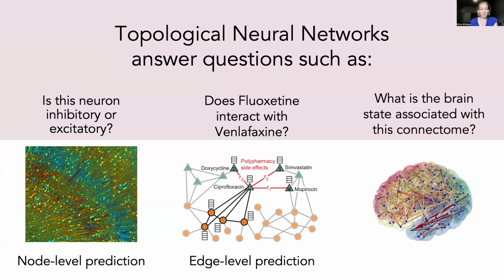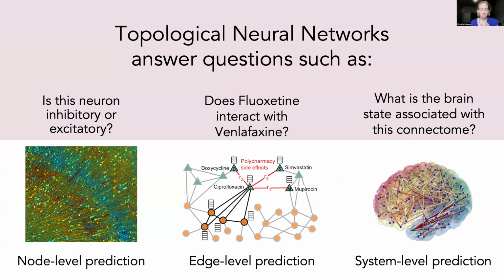And lastly, we could ask questions such as, what is the brain state associated with this connectome? Is it a resting state? Is it a sleeping state? That would be making a system level prediction, because it's the prediction associated with the whole system, which in that case is the functional connectome. So these seem to be questions that graph neural networks could answer too. Graph neural networks can make node level predictions, edge level predictions, or system level predictions.